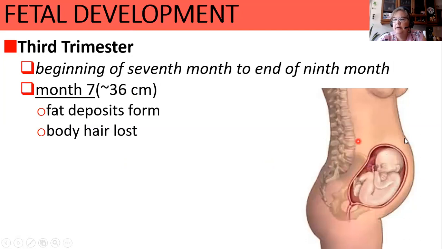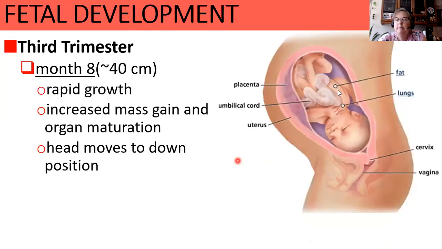So here we see baby all snug up inside the uterus. Fat deposits are forming. So this is where baby starts to gain quite a bit of weight. Body hair is lost. By the end of the 8th month, usually baby's head is started in a downward position. So babies tend to be born head first.